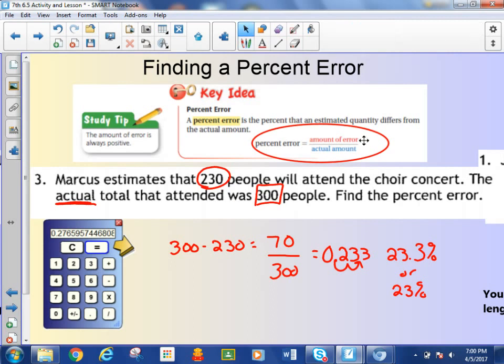Okay, so you should have found out that there was a 23% error on Marcus's part.